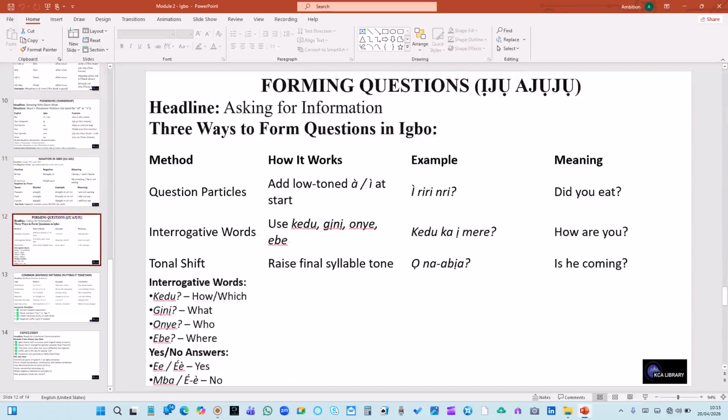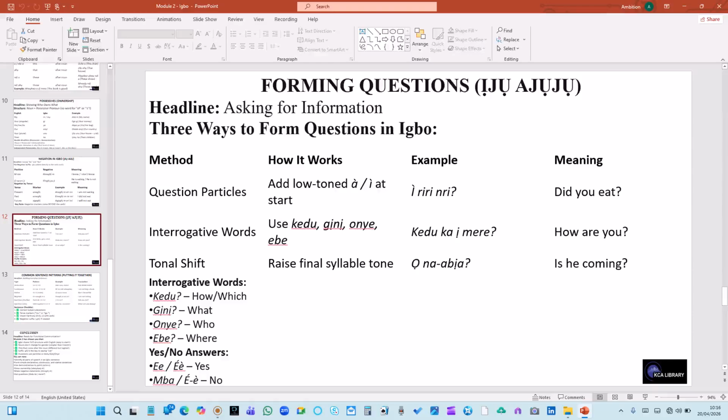Having known that, let us look at forming questions, ejo, ajo, asking for information. There are three ways to form questions in the Igbo language. One, question particles, which include a or ọ with a low tone at the start. For example, iriri nri, which means did you eat?